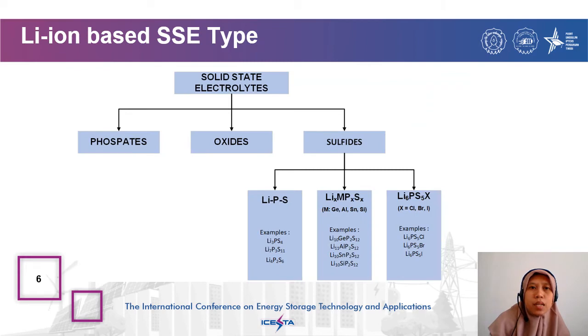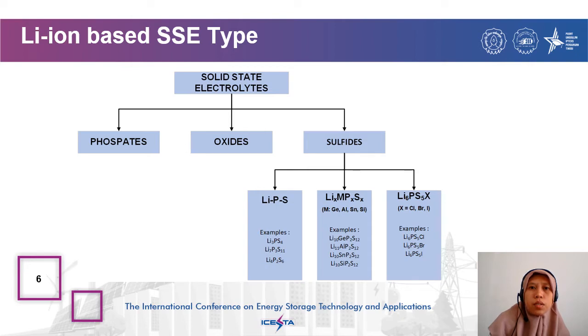Next, lithium-ion based solid-state electrolyte types. We know that a solid-state electrolyte must have high ionic conductivity and large electrochemical stability. In general, the types of solid-state electrolyte can be divided into three categories. They are oxide type, phosphate type, and then sulfide type.